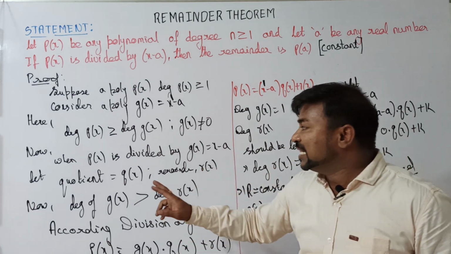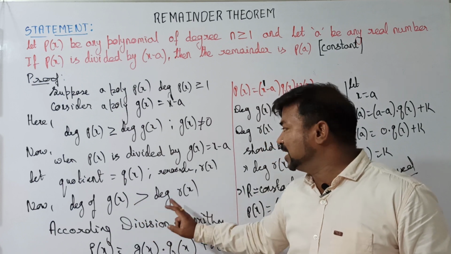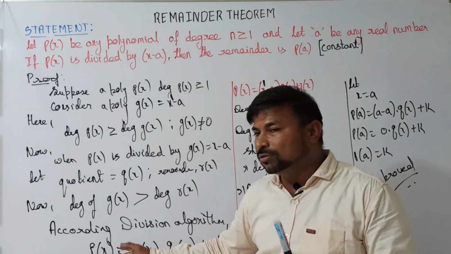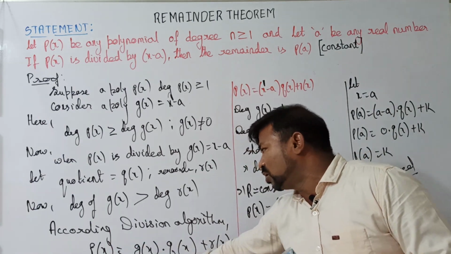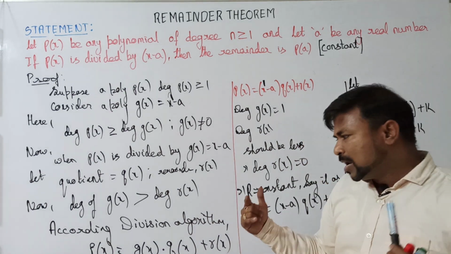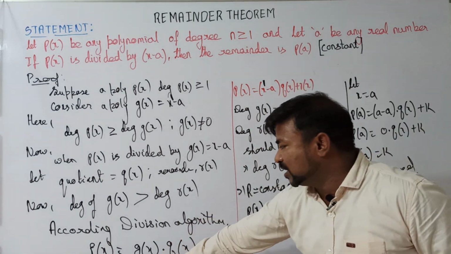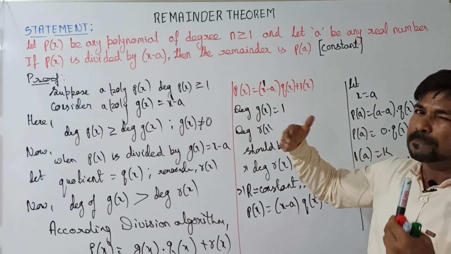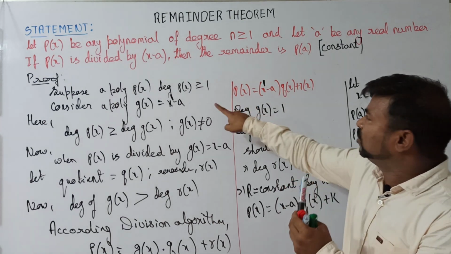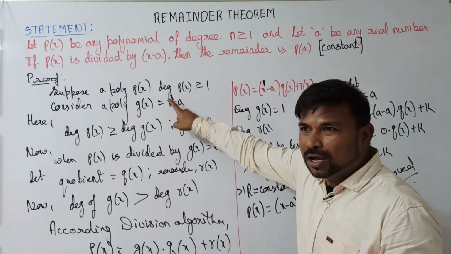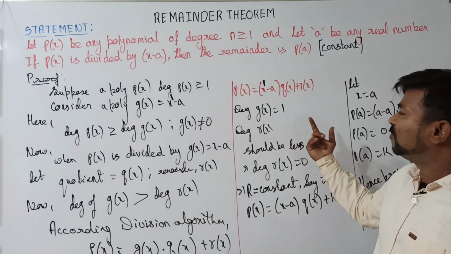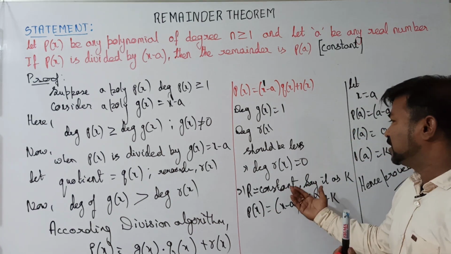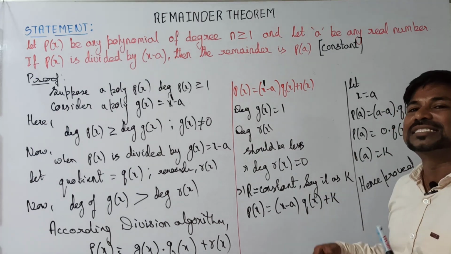Now, one more tricky part: the degree of g of x should be greater than the degree of r of x. Applying the division algorithm as I have shown already, p of x is equal to g of x into q of x plus r of x. In the place of g of x, we apply x minus a, whose degree is 1. So the degree of r of x should be less than that, which means it should be 0. If the degree is 0, it's nothing but a constant, and we take that constant as k.